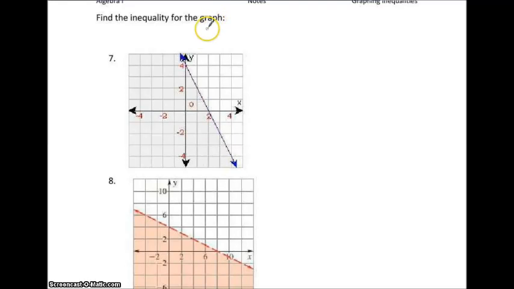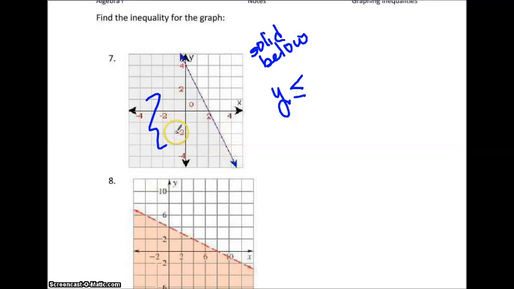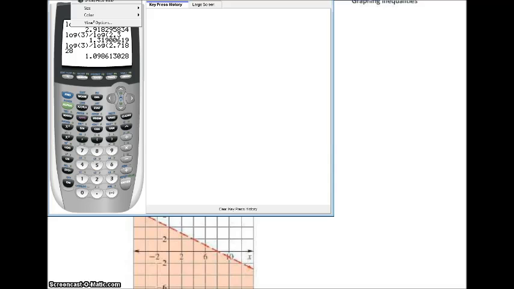Looking at number 7, you notice that it is a solid line and that they have shaded down here, which is below. So you know it's going to start out y is less than or equal to. You want to pick 2 points. So we have 2, 0 and 0, 4. We'll take those 2 points to our calculator, to stat.